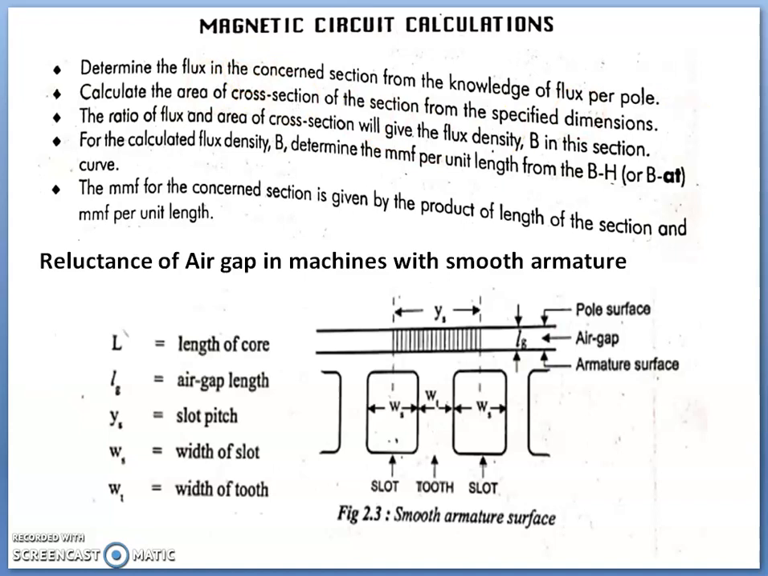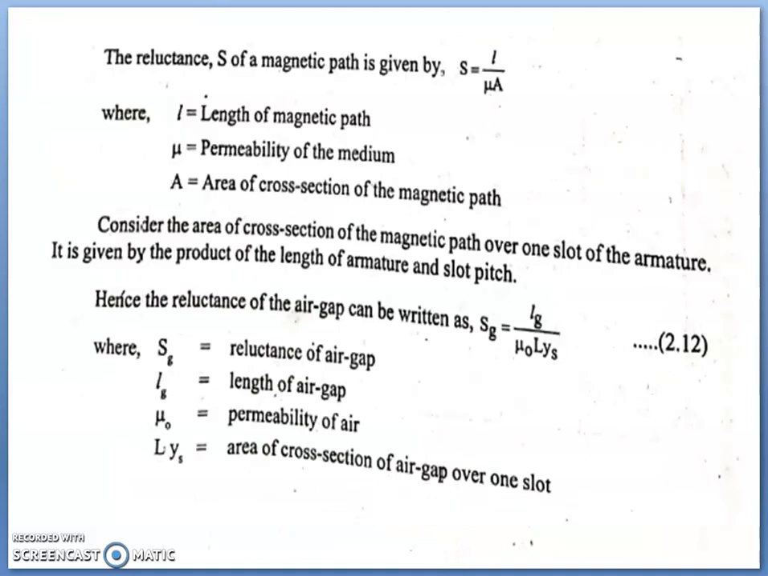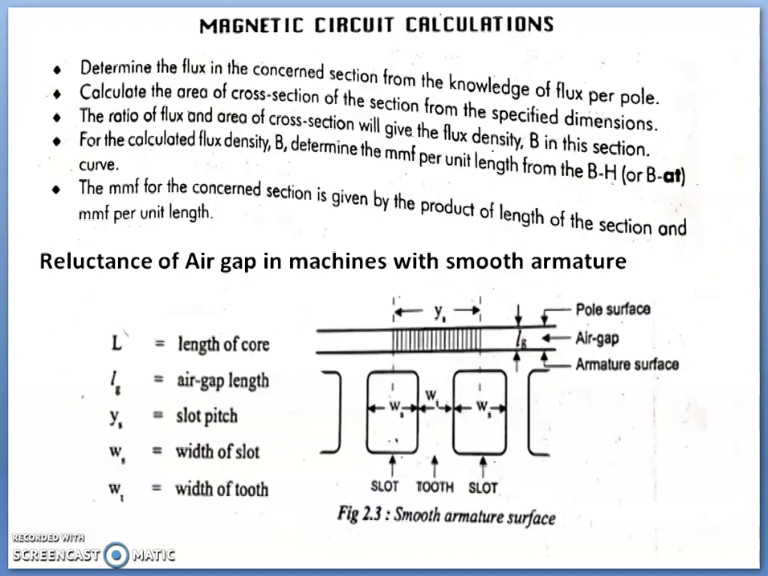So how to calculate that? Two types of armature surface we have to consider. Here we have considered the smooth armature surface. So how to calculate this reluctance is what we are going to discuss. Reluctance is L by mu A, where L is the length of the magnetic circuit, mu is the permeability of the medium, and A is the area of cross section of the magnetic path. Because we are going to calculate the reluctance of the air gap, it is represented as SG. So SG will be LG by mu naught, and for the area of cross section, see this picture.